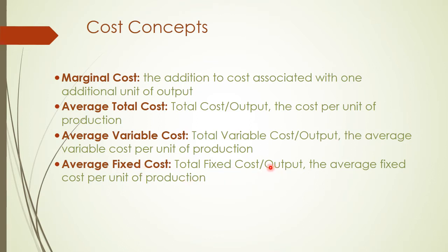Let us take an example. For example, our company total fixed cost is rupees 50,000. And we produce 1000 units, right? So what will be our average fixed cost over here? That is total fixed cost, that is 50,000 divided by output or total production units, that is 1000. So 50,000 divided by 1000 is equal to 50 rupees.